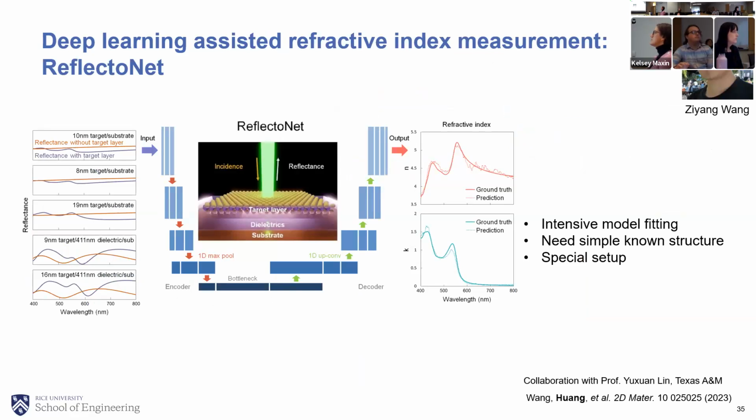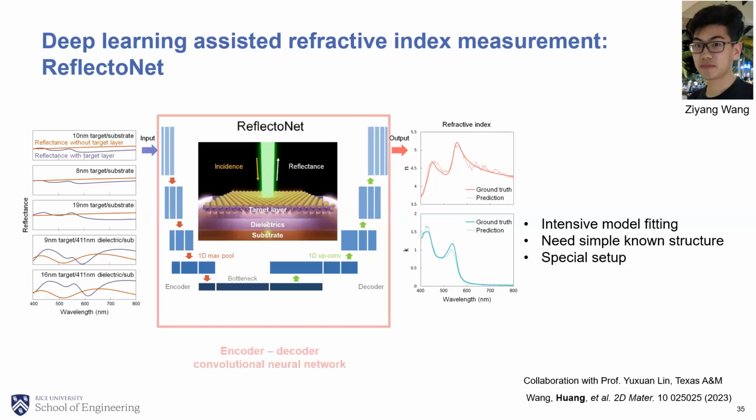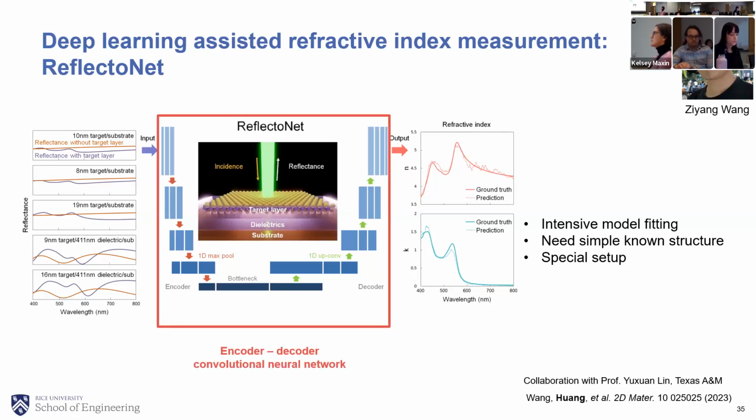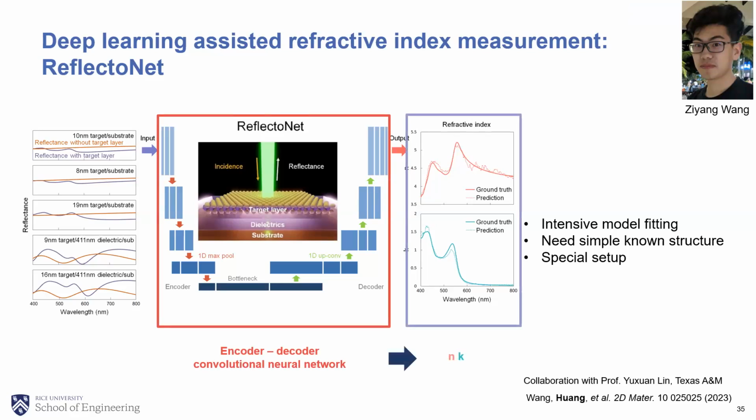So in our case, we try to use deep learning to assist the measurement of refractive index. We build a neural network that we call ReflectorNet. ReflectorNet is essentially an encoder-decoder convolutional neural network. The output of ReflectorNet is directly the N and K of the material.